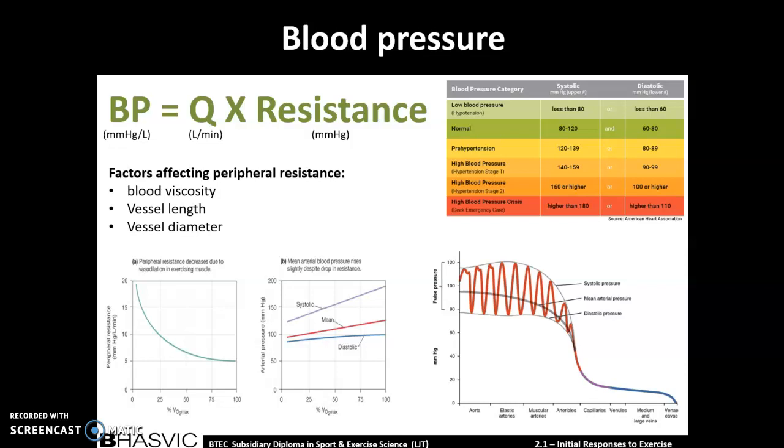So if the vessel is quite small, then obviously there's a lot of blood trying to get through at once. So with a small diameter, there's more blood pushing against the walls of that blood vessel, causing a high blood pressure.